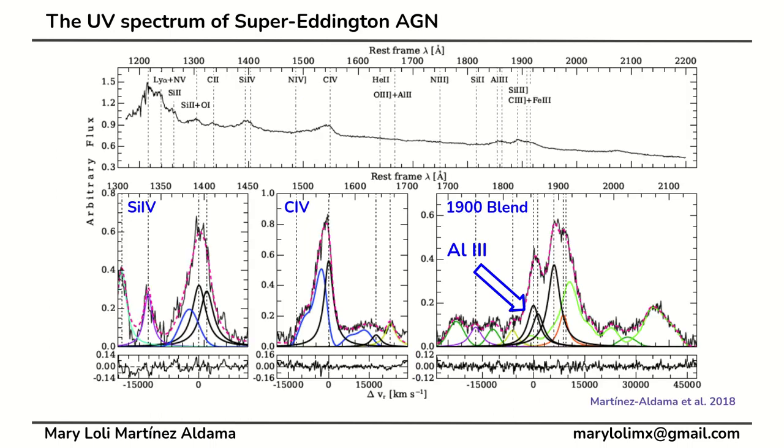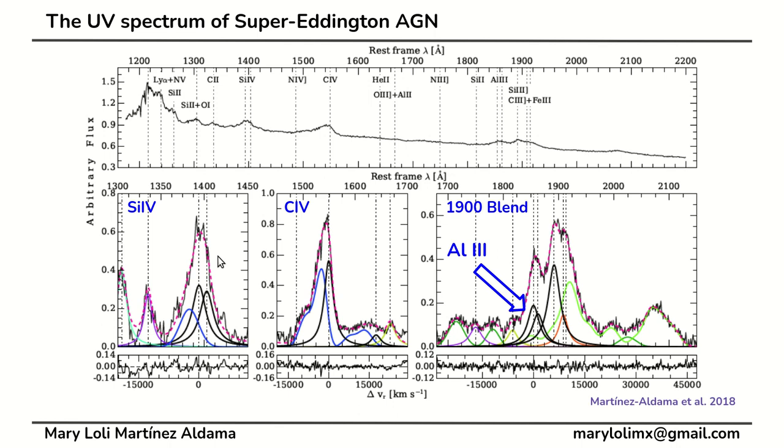This is a classical UV spectrum of a Super-Eddington AGN, and in this region we get some interesting lines that can help us analyze different parts of the broad line region of the AGN. One of them is the 1900 blend, where in the Super-Eddington AGNs the aluminum III and the silicon III] dominate the 1900 blend. In the other kinds of sources, the blend is basically dominated by carbon III]. So it's really important to analyze why these lines are so enhanced in this kind of source.